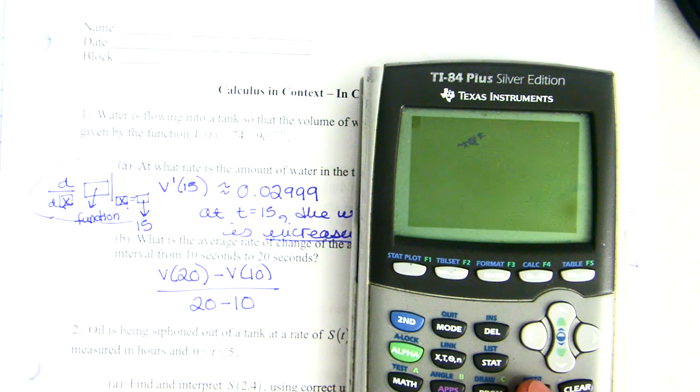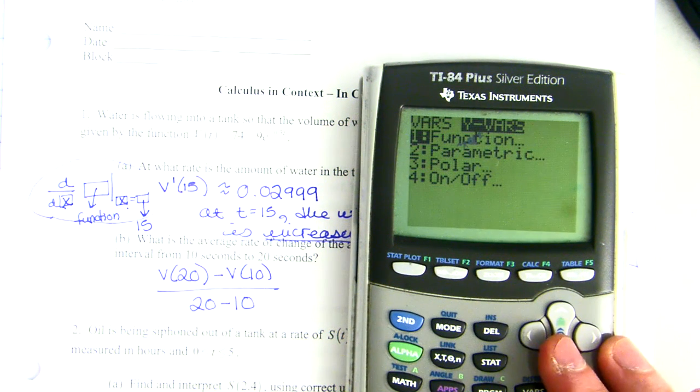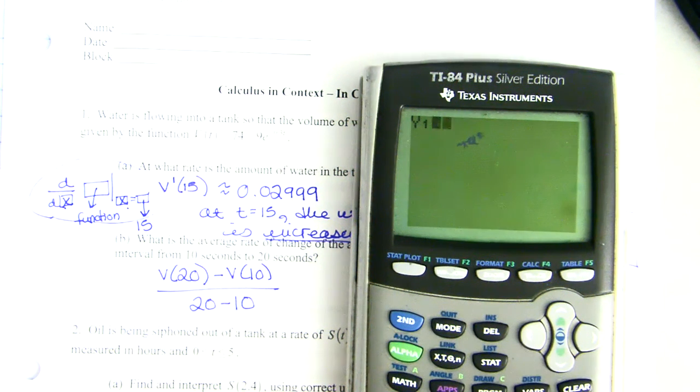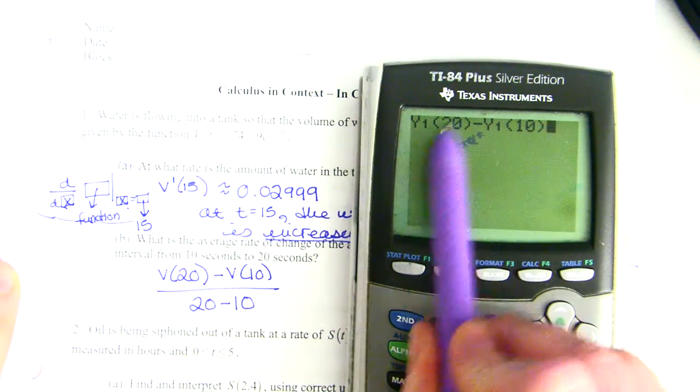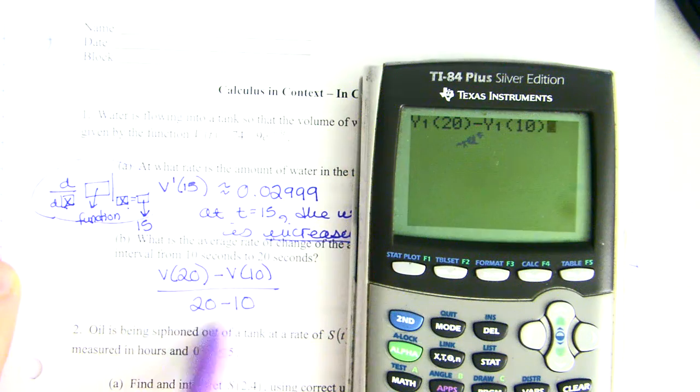I can go to the calculator and push variables. I can go over to y variables, select the function, select y1, say in parentheses 20 minus y1 of 10. By the way, even though I'm typing it like this on the calculator, they would not accept this notation on the AP exam. Write it in terms of normal function notation using the functions we have here. Just realize this is how you're going to type it in.